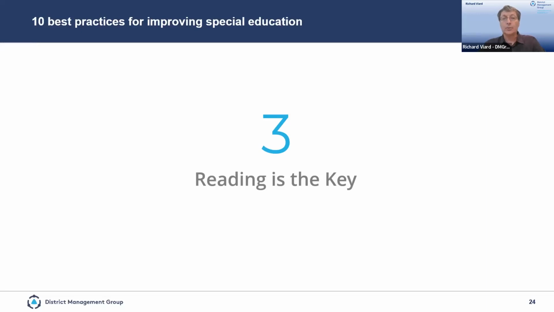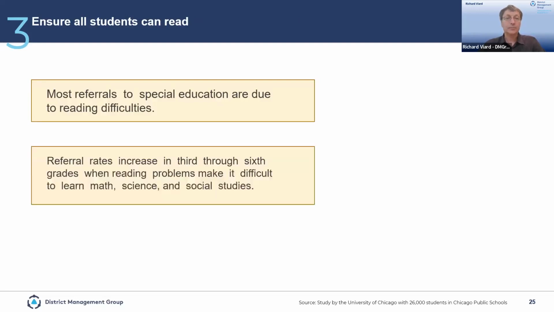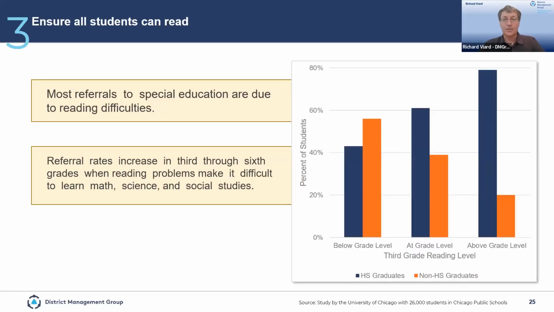So number 3 is the importance of reading. And I'm probably not telling you anything you don't already know. Most referrals in special education are due to reading difficulties. And referral rates peak in 3rd through 6th grade, when reading problems make it difficult to learn reading, math, etc. So by being a little late on the reading, that's really impacting other subjects as well. And I'm sure you're very familiar with the results: the graduation rate of students who read at or above grade level by grade 3 is much greater than students who are below grade level.